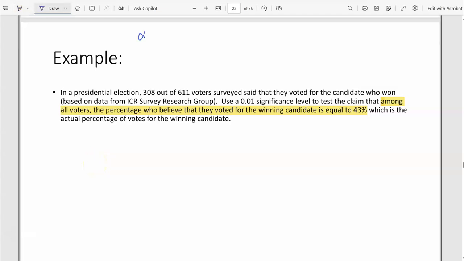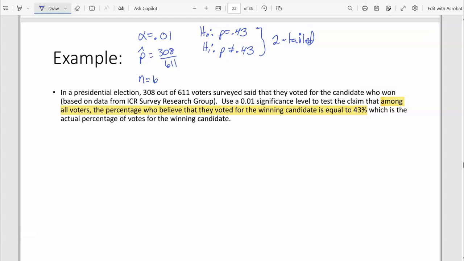So that's what we're testing. Let's write down what we know. We know alpha is 0.01. We know p hat is 308 out of 611. We've got our null and our alternative hypotheses. So p is equal to 0.43. That's our null, and that's what they gave us. Since they gave us the null, the alternative is not equal to. That tells us this is a two-tailed test. And we know n is 611.